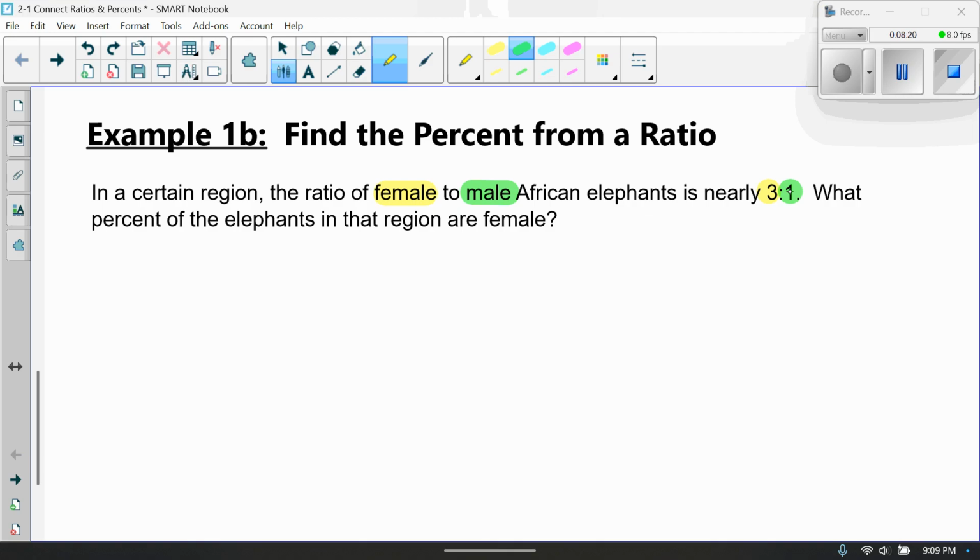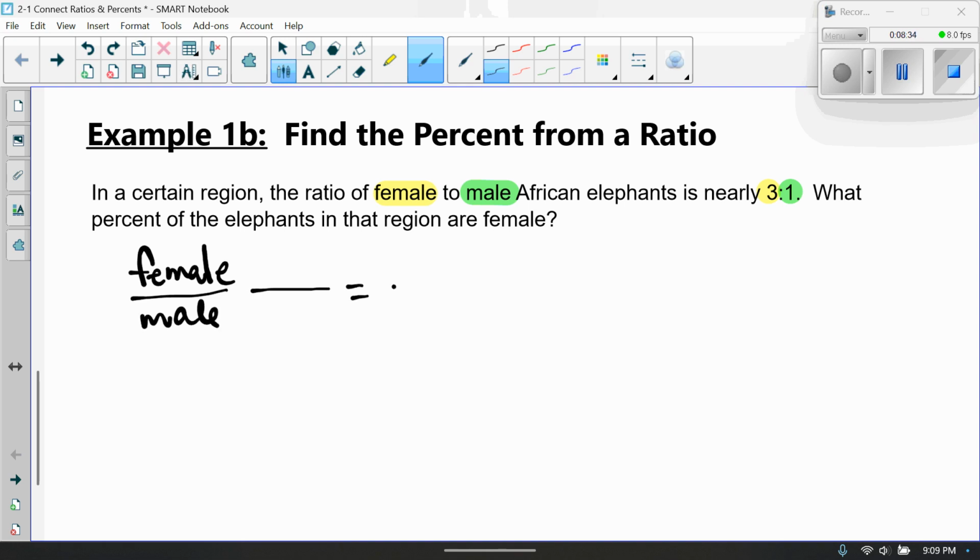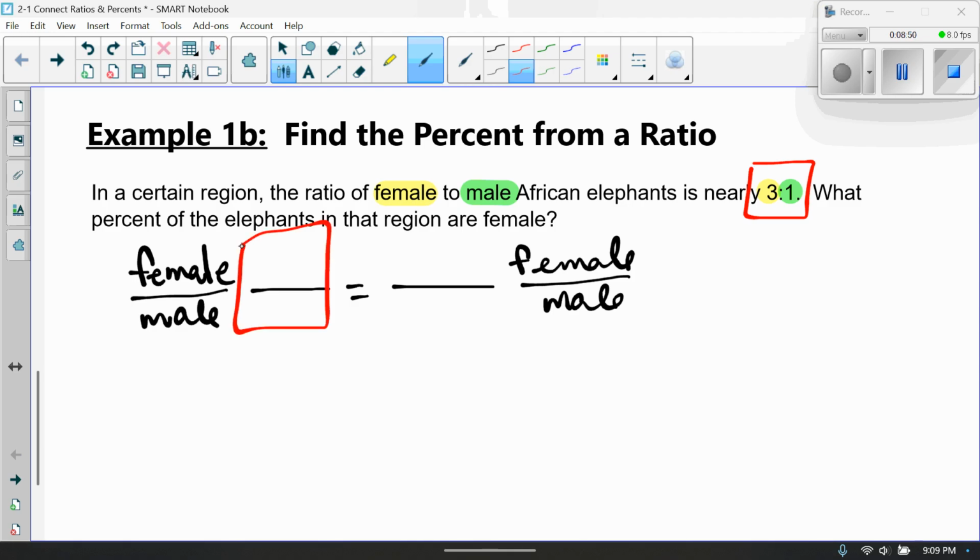Okay, so let's write our proportion. We are comparing females to male. So that's going to be female to male. Make sure you write this down. Female to male. Okay, now this right here is my first ratio that goes right there. Okay, so that female to male is going to be 3 to 1. Now, we want to change this to percent. So percent means per 100, right?